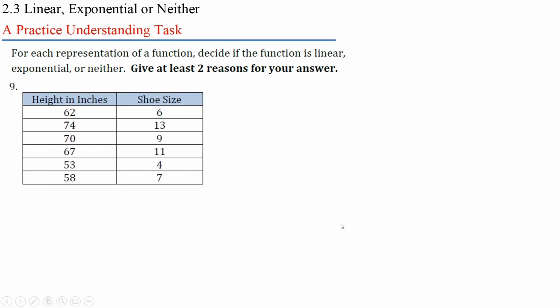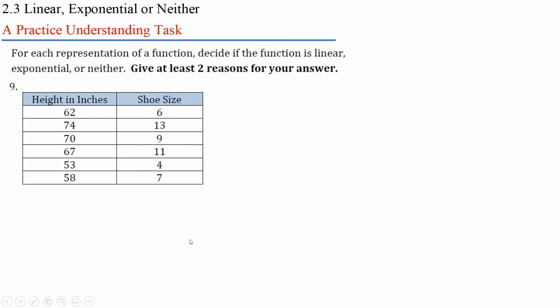Okay, number 9. Number 9 is one of my favorite problems because they started us off with a model that, this table, is not set up to be user-friendly. It's just a collection of data. It looks to me like somebody just started measuring people. Like this first person had a height of 62 inches and a shoe size of 6. The second person was 74 inches tall with a shoe size of 13, and so on.